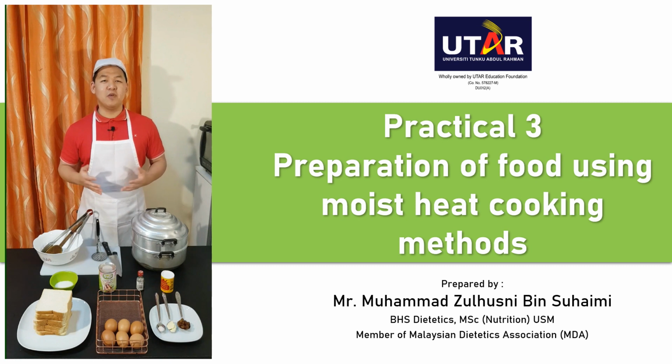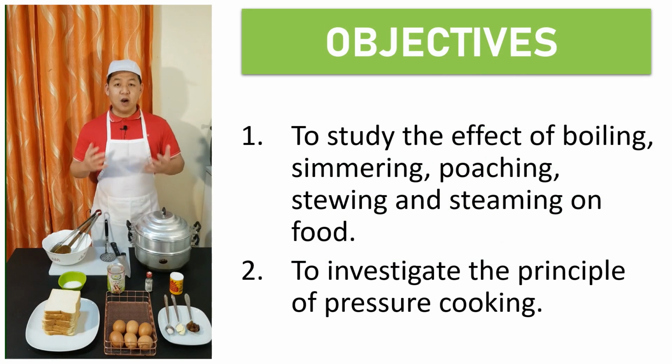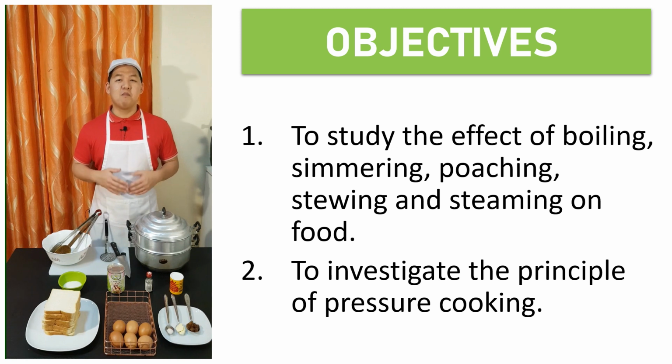Today, we are going to do our third practical class, which is practical number 3, which is about preparation of food using moist heat cooking methods. The objectives of this practical class are, first, to study the effect of boiling, simmering, poaching, stewing, and steaming on the foods. And the second one is to investigate the principle of pressure cooking.